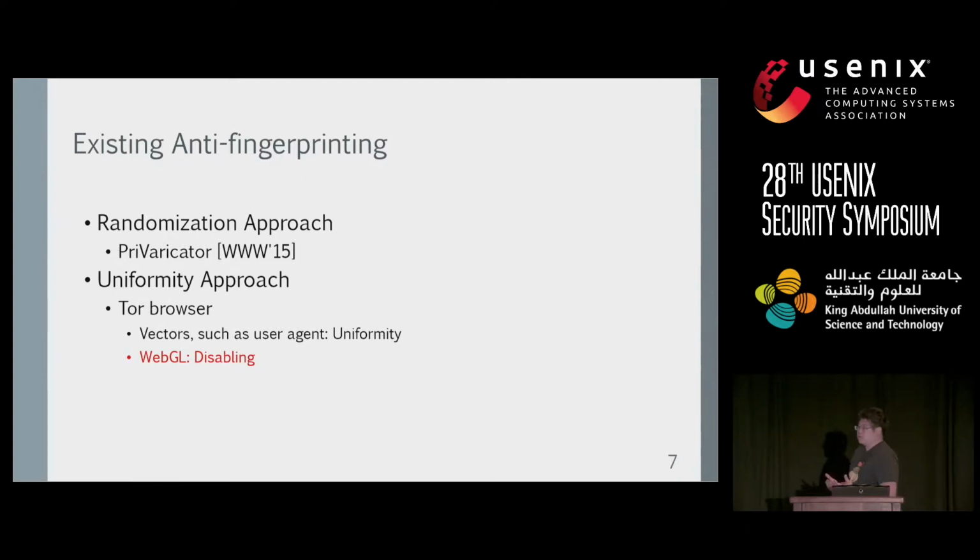Tor Browser tries to use this way to fix vectors, such as the user agent, so that everyone gets a unique result. However, for the WebGL part, Tor Browser disabled WebGL. This sacrifices functionality for privacy. Our purpose is to enable WebGL and create a uniform WebGL result.